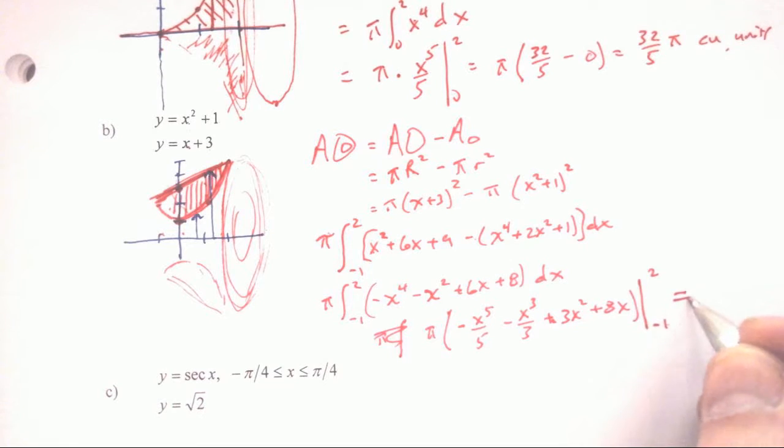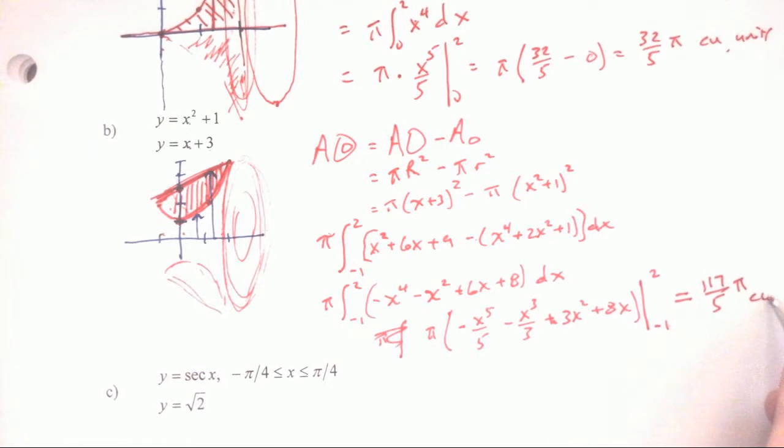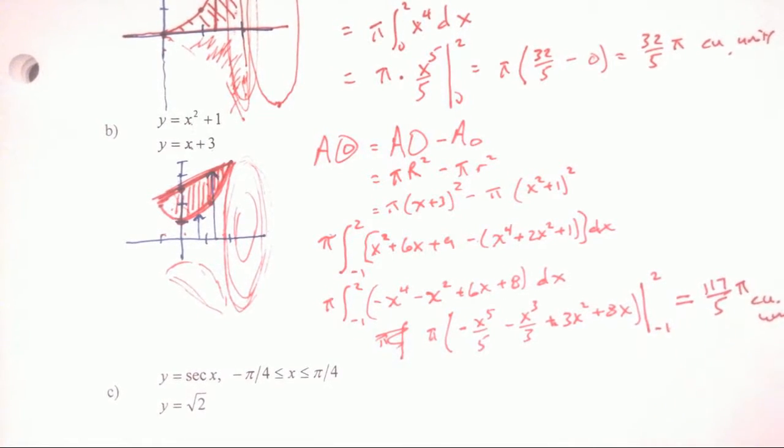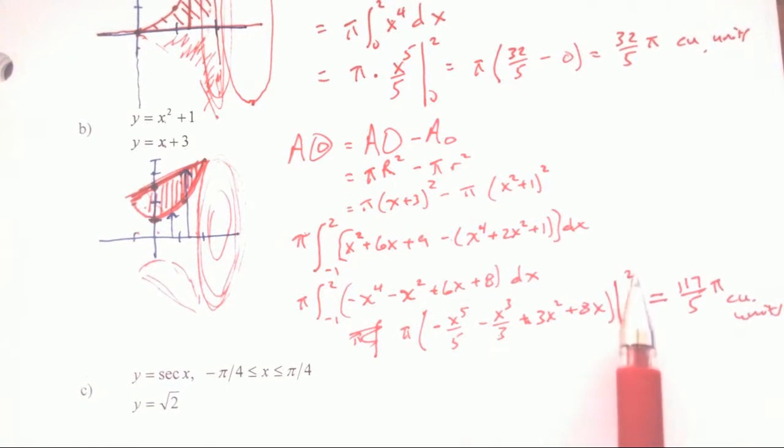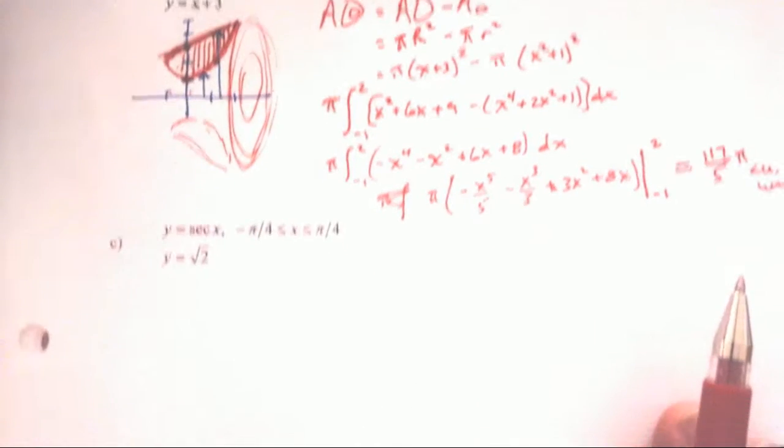I'm going to leave that to the reader. We should end up with 117 on 5 pi cubic units. Okay, by this point we know how to get out of this. All right, let's take a look at C.